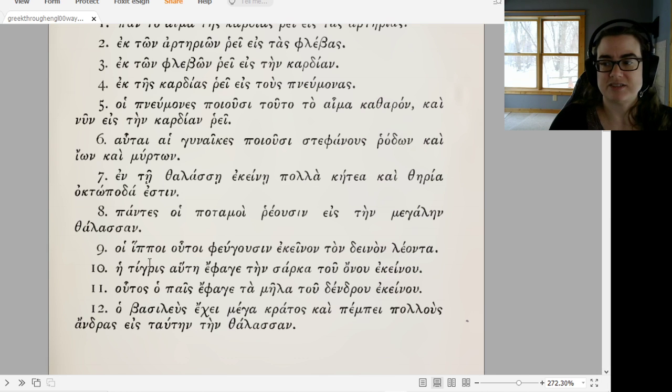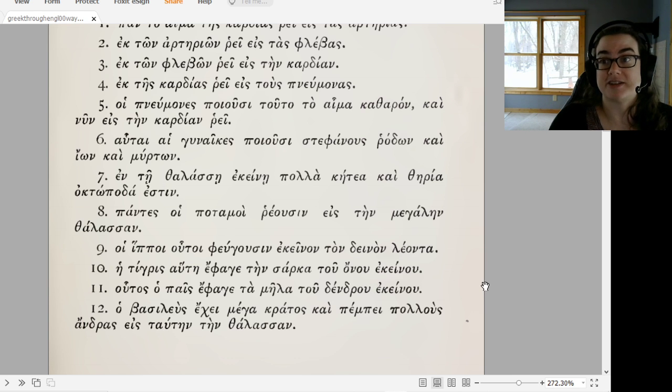Hey tigris, haute ephage tain sarka tu onu ekenu. This tiger ate the flesh of that mule. Hutos ha pais ephage ta mela tu dendru ekenu. This child ate the apples, the fruits of that tree.